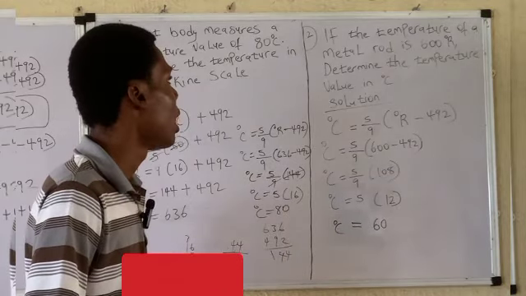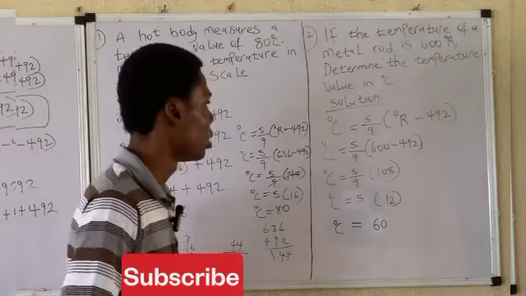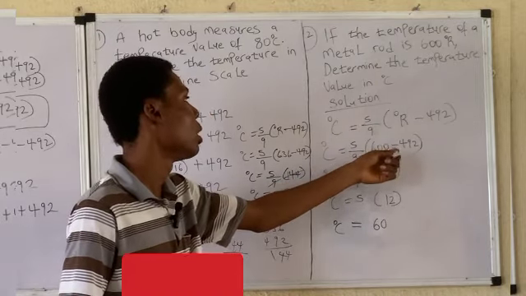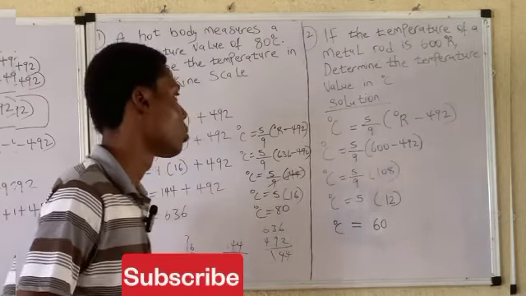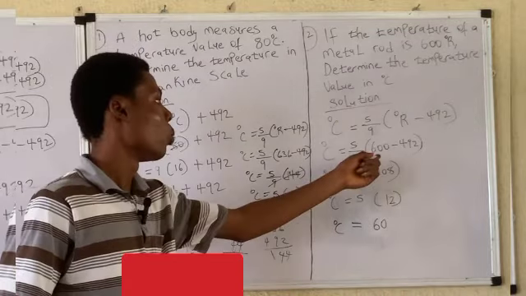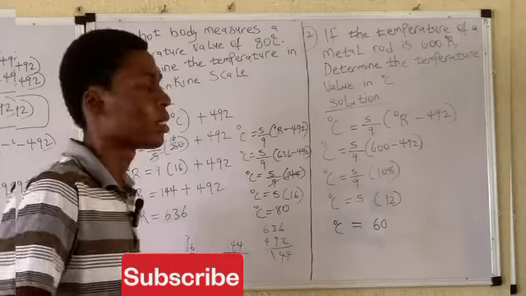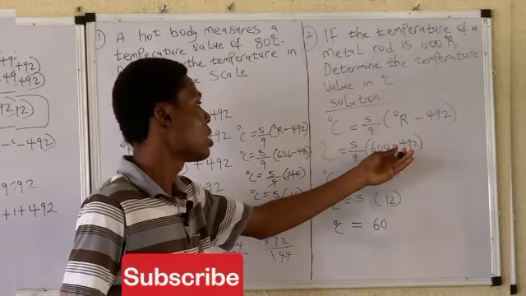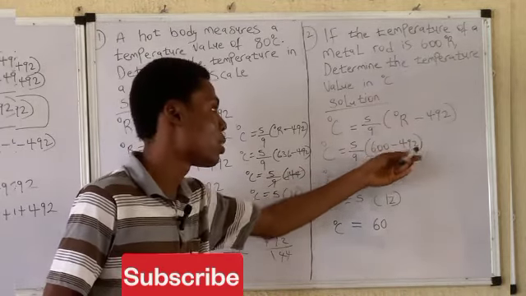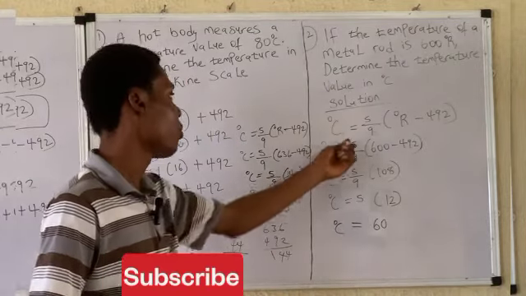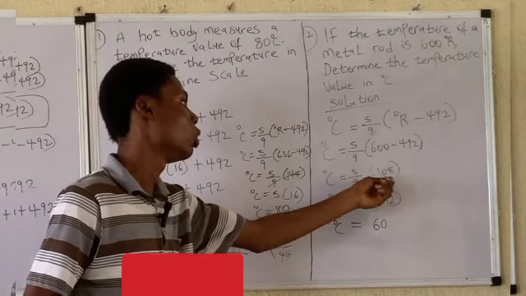From the question, our Rankine is 600. So we put 600 here. So we say 5/9 in bracket 600 minus 492. Now, we solve for the one in bracket first, according to our board marks. So 600 minus 492 is equal to 108. So we say 5/9 in bracket 108.